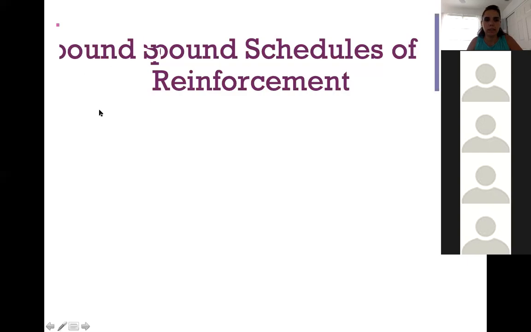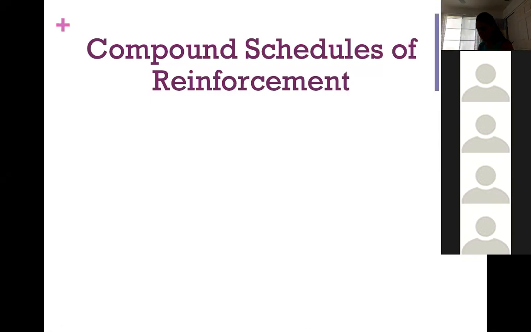Okay, let's continue. So we got to compound schedules of reinforcement. How many do we have? 7. What are they? Concurrent, multiple, mixed, chained, tandem, alternative, I think, and conjunctive.